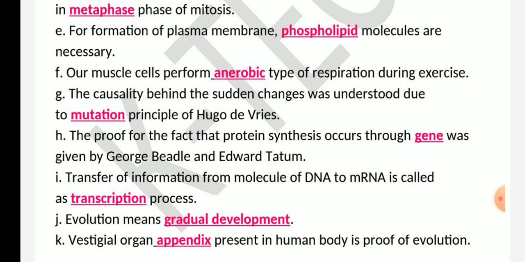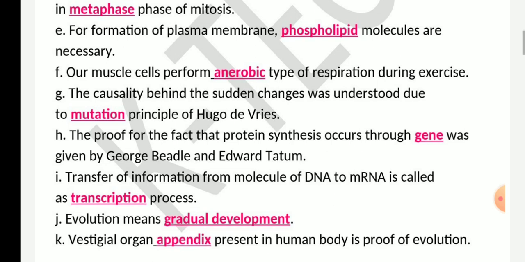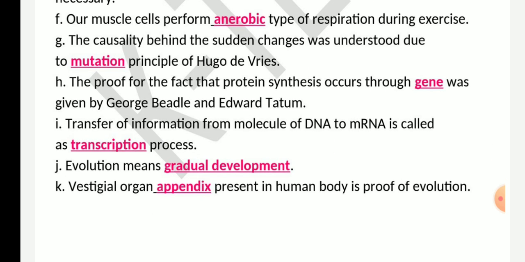Next one, the causality behind the sudden change was understood due to dash principle of Hugo de Vries. Answer, mutation. The proof for the fact that protein synthesis occurs through dash was given by George Beadle and Edward Tatum. Answer is gene. Transfer of information from molecules of DNA to mRNA is called as transcription process. Yes, correct.